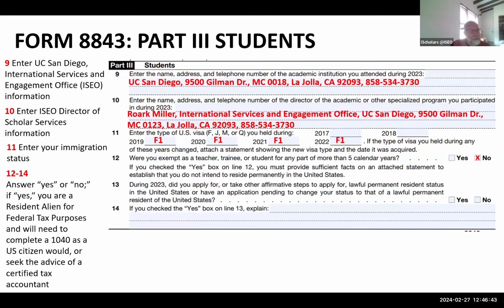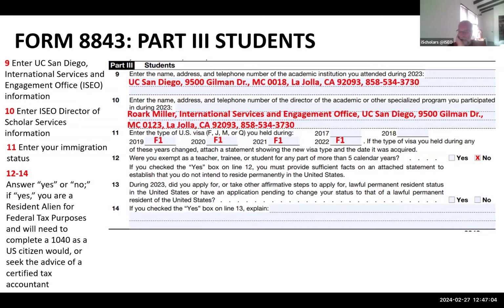Next question. I didn't file 8843 last year. Can I file it for this year? Oh, so again, same thing what I just said. And what are the consequences of not filing? The consequences are basically you are telling the IRS that you are a non-resident alien.